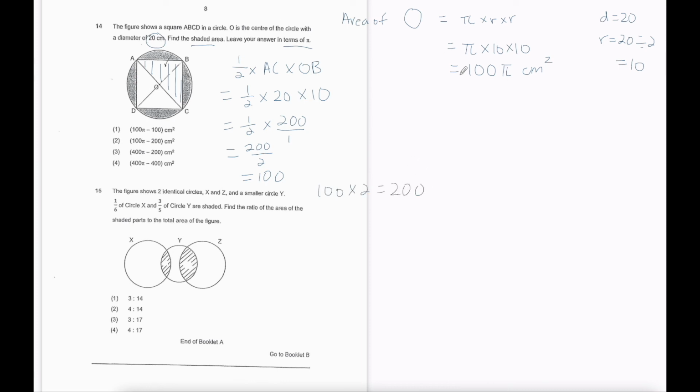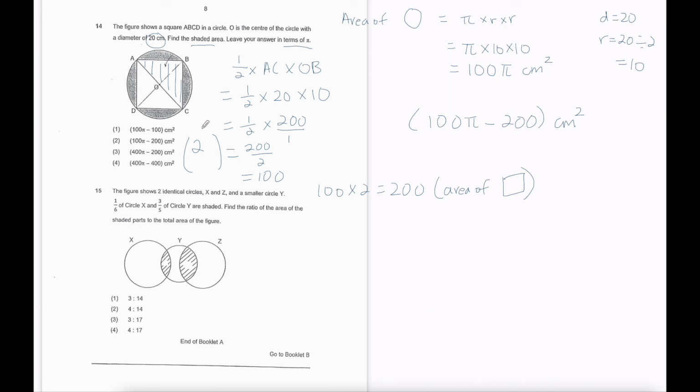So we need to take the area of the circle, which is 100 pi, minus away our area of square. So my answer will be 100 pi minus 200 cm square. Option 2. Okay, so let's look at question 15 now.